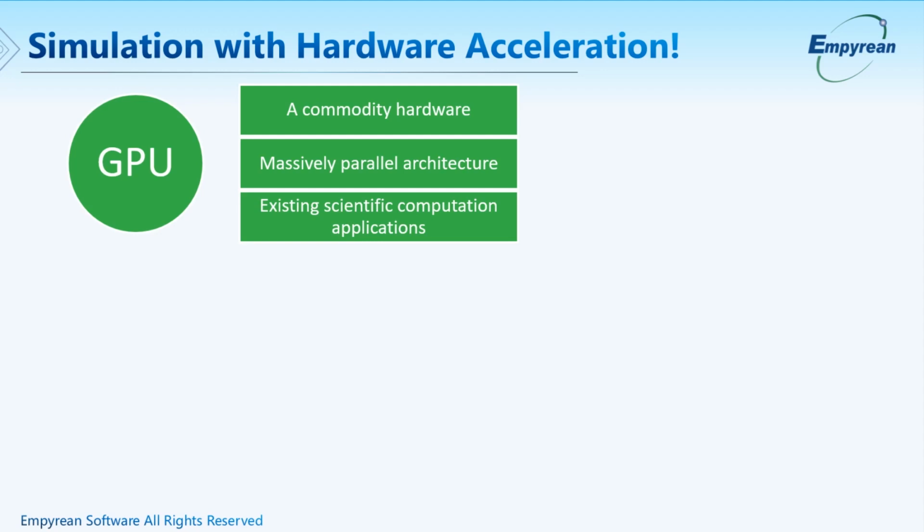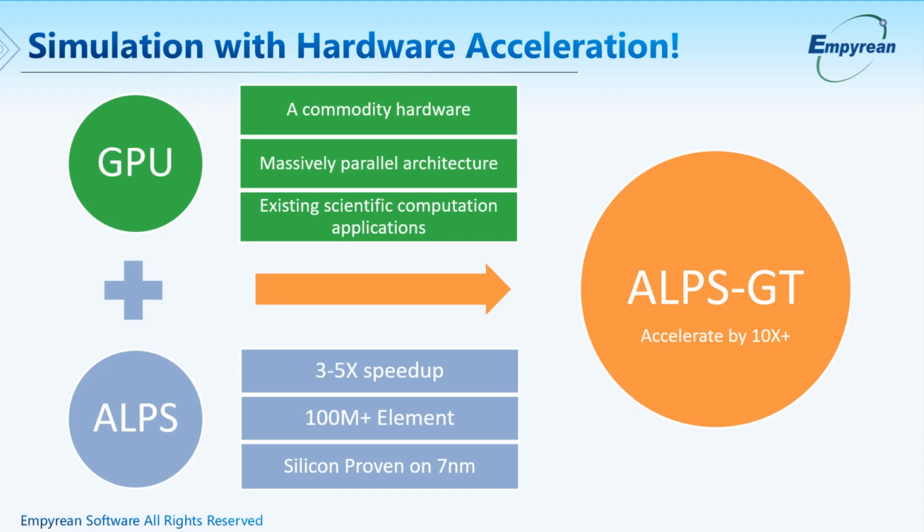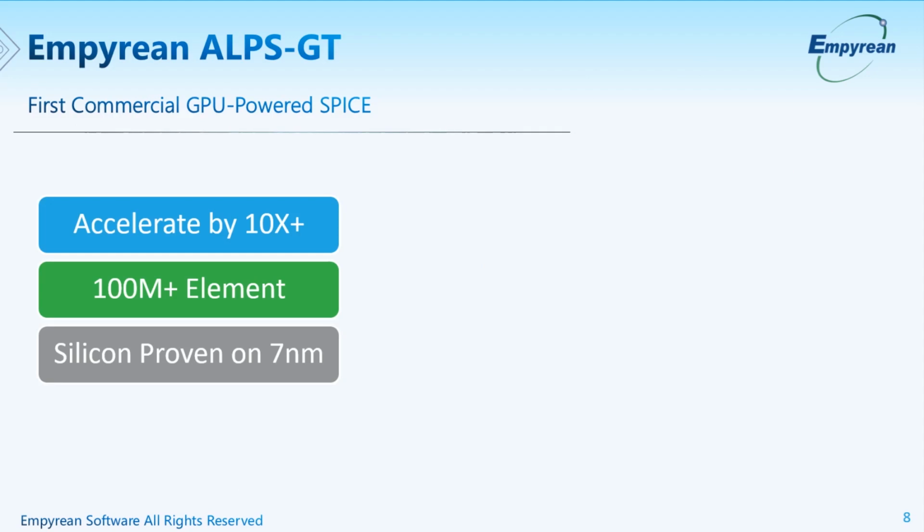And with the help of GPU, combined with our already established very fast true SPICE simulator ALPS, we came up with a tool called ALPS-GT. What it can do is, with the help of GPU, we can now accelerate the SPICE simulation by more than 10x. So ALPS-GT is the first commercial GPU powered SPICE. The reason we call it the first commercial is we already have several customers who paid for it and it has been verified by tape out on 7 nanometers.